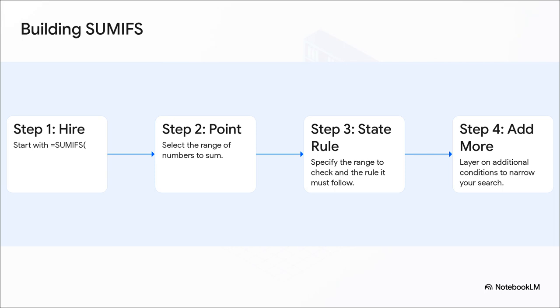Now, building these formulas might seem a little intimidating, but let's make it super simple. Just think of it like you're giving precise instructions to your accountant. Step 1, you hire them. You just start typing equal SUMIFS. Step 2, you point them to the evidence. That's the column of numbers you might want to add up, like your sales figures. Step 3, you give them their first rule. Look at this other column, say the region column, and only pay attention to the rows that say north. And step 4, this is where the magic happens. You can keep adding more rules, like and only where the product is electronics, to get a super specific total.